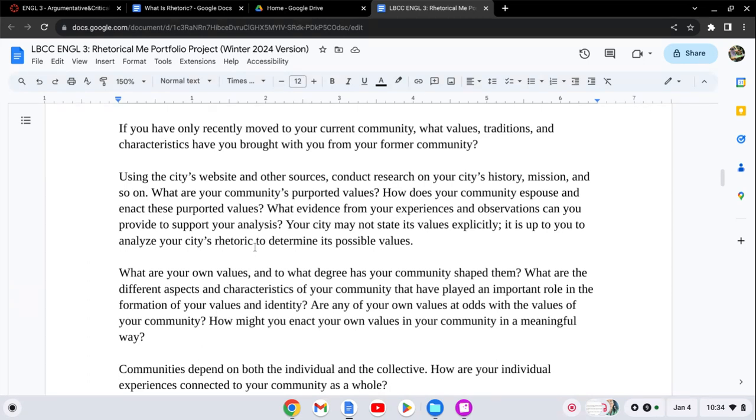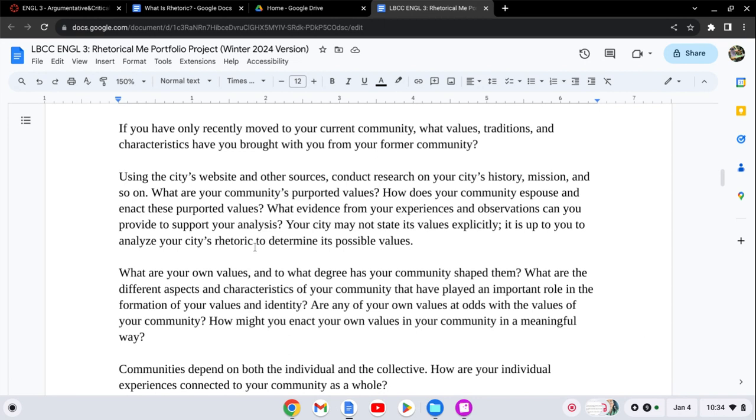What does your city state that it values? Does it value community? Does it value justice? Does it value environmentalism? Does it value creativity or art or whatever it might be? There are different things that cities claim to value. And what you want to do is look around your city and actually see, do the different features of your city, the different buildings, the different ways that your city's laid out, the different ways that the people in your community interact with one another, does that actually demonstrate the purported values that your city claims to have? If so, how?